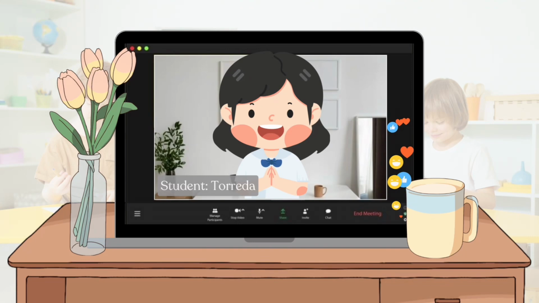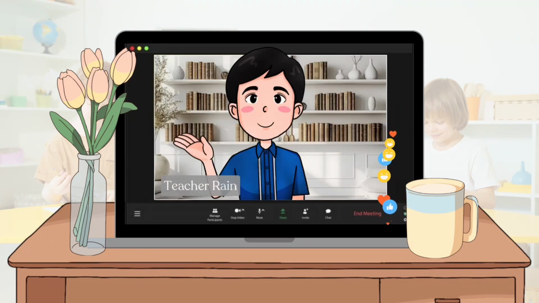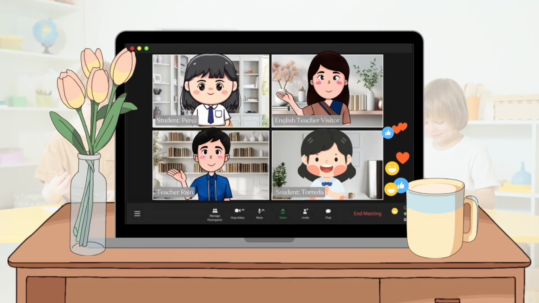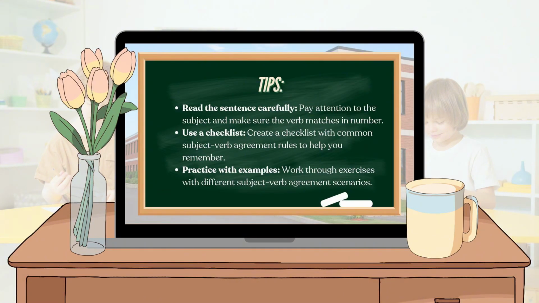Okay? So, how can we avoid making this mistake? Great point, Reda. Here are some tips that can help. First one is read the sentence carefully. Pay attention to the subject and make sure the verb matches in number. The second one is use a checklist. Create a checklist with common subject-verb agreement rules to help you remember. And lastly, practice with examples. Work through exercises with different subject-verb agreement scenarios.